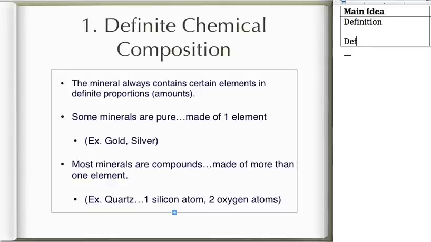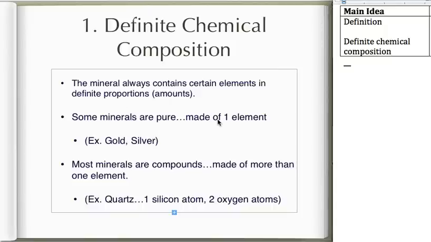characteristic of a mineral is its definite chemical composition. Composition means what you're made of, and definite means fixed, defined. So a mineral always contains certain elements in definite proportion. It always contains the exact same thing in the exact same ratios to each other.